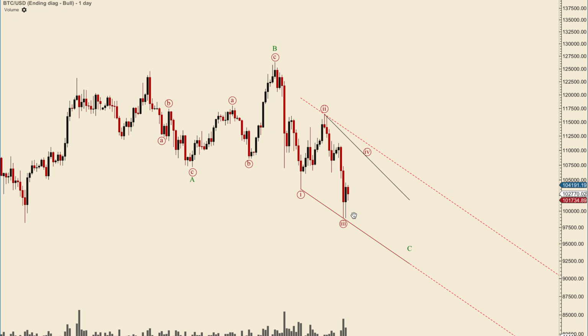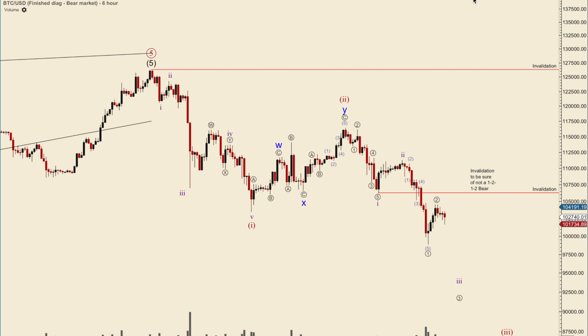We could have another move down here to have like a WX and then a Y. It's perfectly fine. What you don't really want is a super deep move, because then you are looking towards this option, which I will get to now, the bear market.